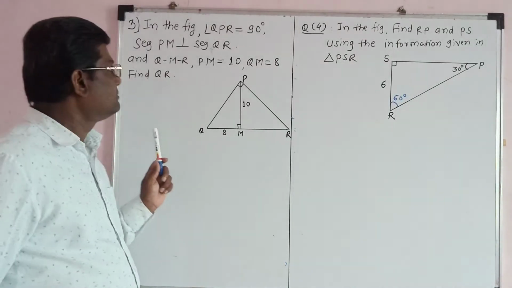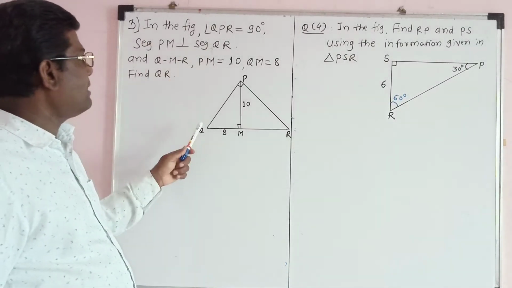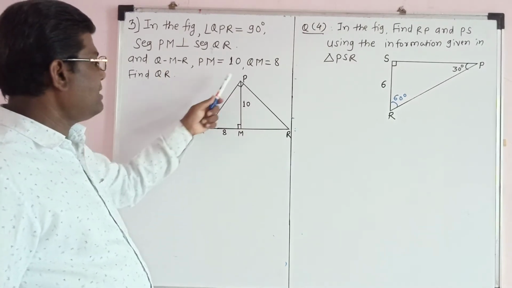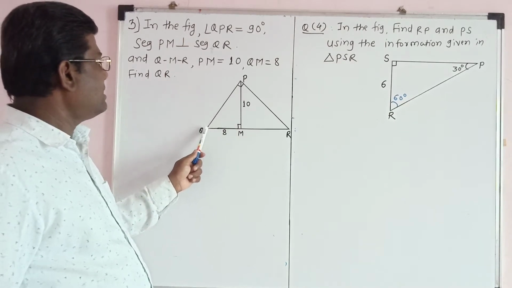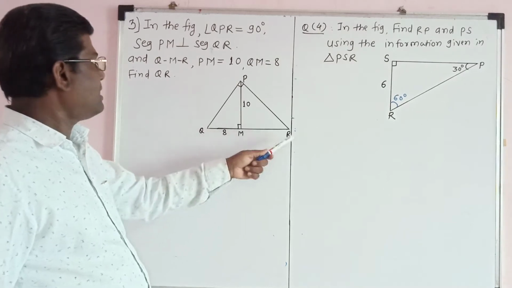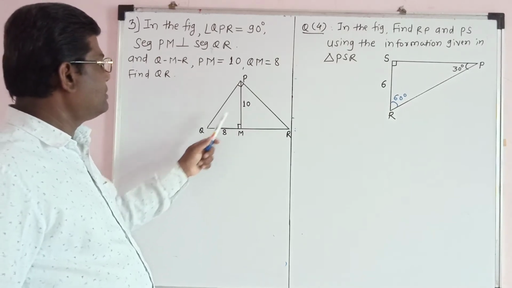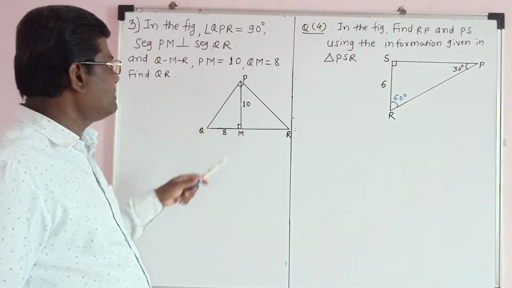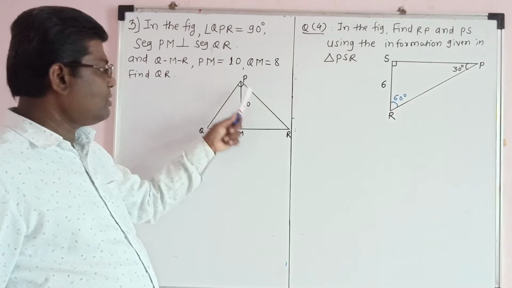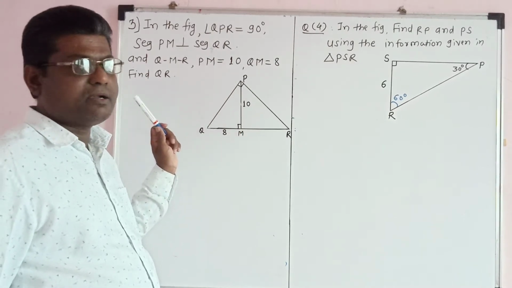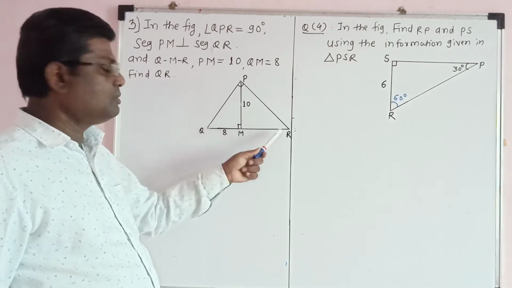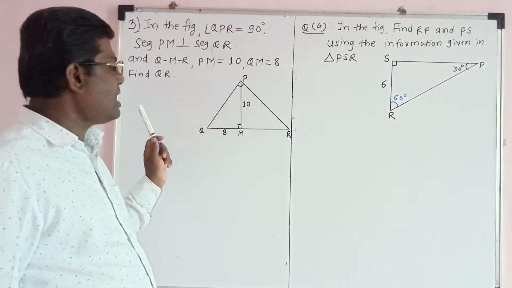Example number 3. In the figure, angle QPR is equal to 90 degrees. Segment PM is perpendicular to segment QR and Q-M-R. PM is equal to 10 and QM is equal to 8. Find QR. Now triangle QPR is a right angled triangle and segment PM is perpendicular to the hypotenuse QR.